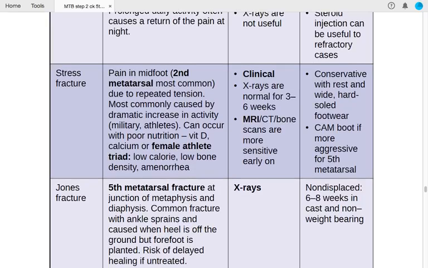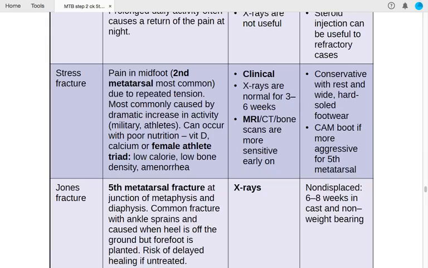Now for the stress fracture, you will see pain in the midfoot, most commonly at the second metatarsal, due to repeated tension, most commonly caused by a dramatic increase in activity, maybe in military personnel or athletes. It can occur with poor nutrition. These patients are often deficient in vitamin D or calcium. So vitamin D, calcium, and the female athlete triad. This is a triad in which you see a female athlete with low calorie intake, low bone density, and amenorrhea.